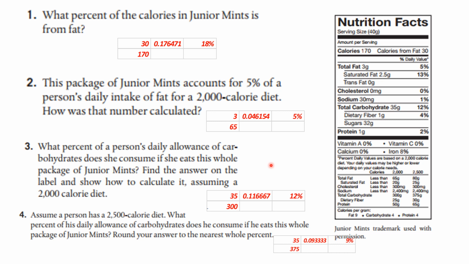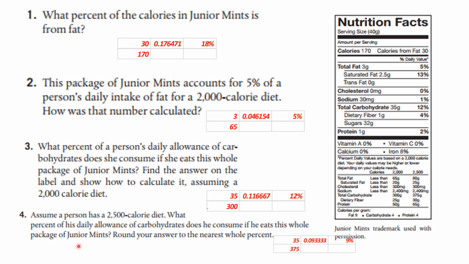If we want to talk about what percent of a person's daily allowance of carbohydrates, the carbohydrates down here are 300 for a 2,000 calorie diet, and this has 35 total carbohydrates, so it's 35 over 300. We plug it in and we would round that to 12%.